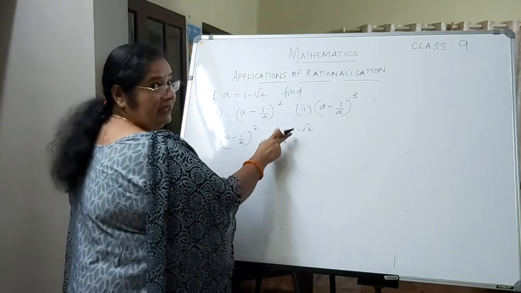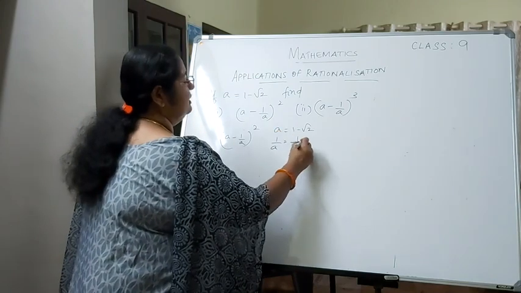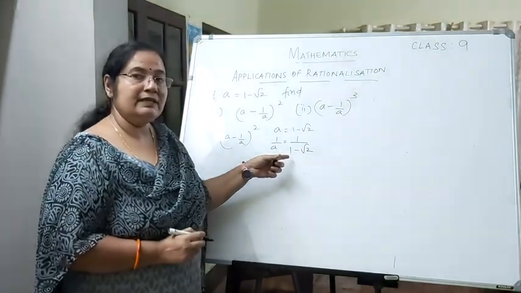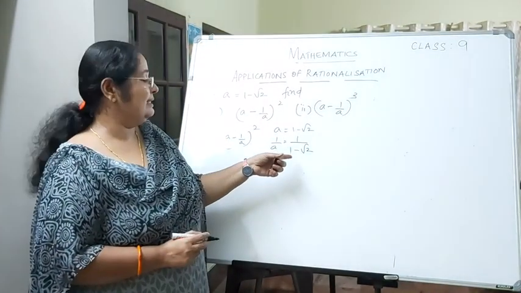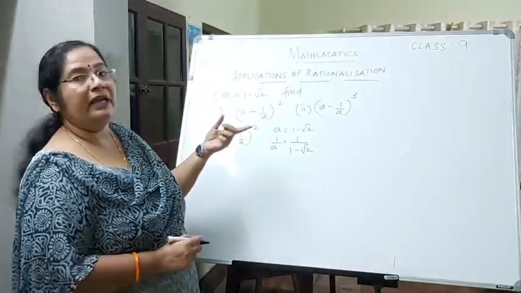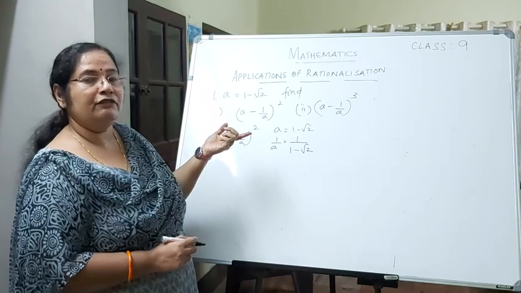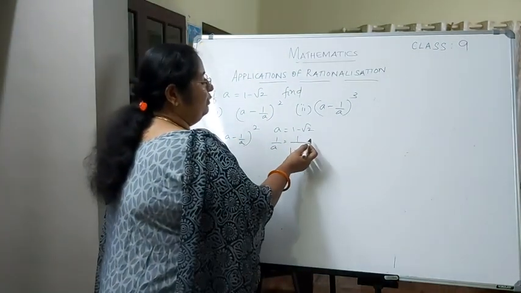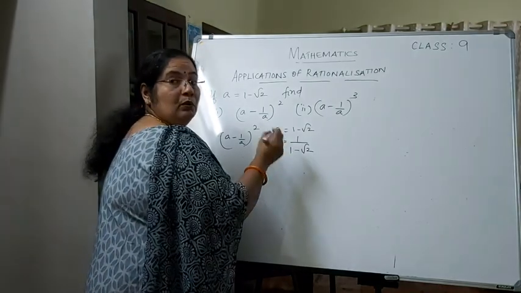1 by a will be the reciprocal of this. What is that? 1 by 1 minus root 2. Is this in the rationalized form? No, it's not. The denominator is not in the rationalized form, so you are going to rationalize it by multiplying with the conjugate. What is the conjugate of 1 minus root 2? 1 plus root 2. So multiply both numerator and denominator with 1 plus root 2.